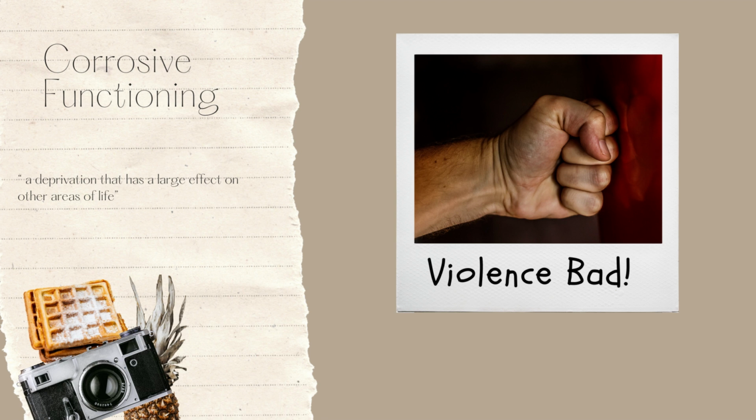Next, we move on to corrosive functioning. Here, this refers to a deprivation that has a large effect on other areas of life. This can be observed through Allison's story, where her subjection to domestic violence affected her ability to achieve other central capabilities, such as emotional well being, health, and affiliation.